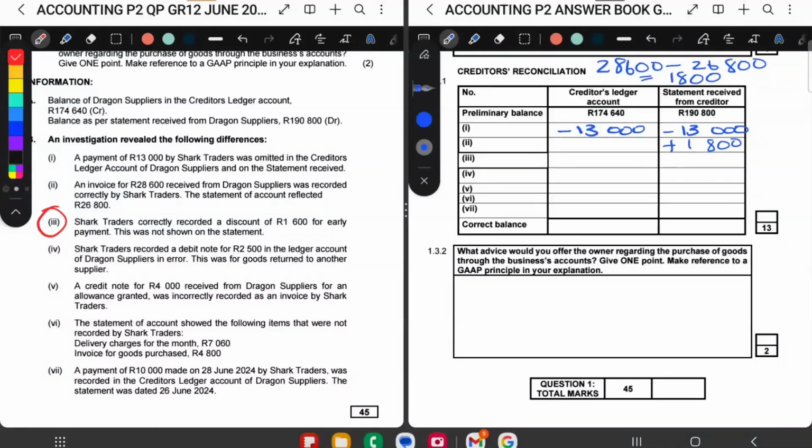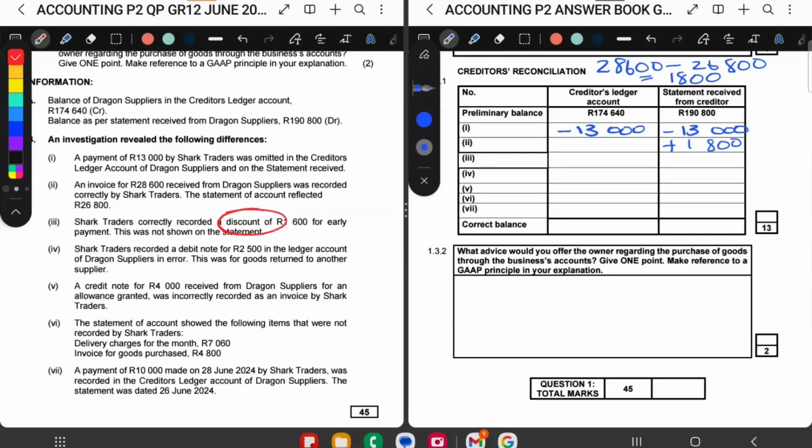Okay, let's look at adjustment number 3. Adjustment number 3 says Shark Traders, that's us, correctly recorded a discount. Oh, so we correctly recorded a discount of 1,600. Let's highlight. But this amount was not shown on the statement. That means they made the mistake. It wasn't shown on the statement. It means it was left out. What was left out? A discount.